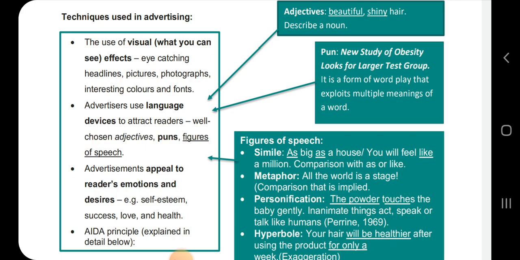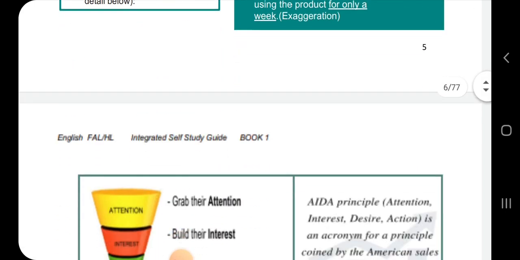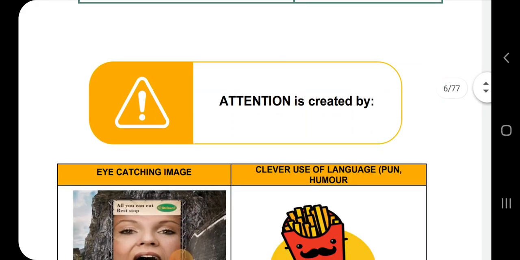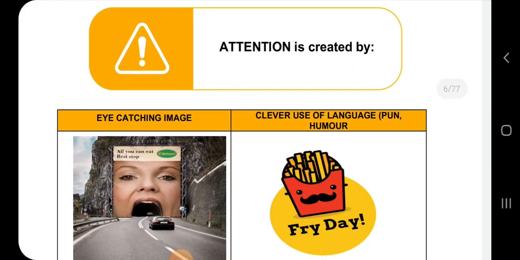And then you'll also know the AIDA principles, which are these ones. Okay, so an advert should grab the reader's attention, it should build their interest, and then create a desire, and then persuade them to take action. Okay, so attention is created by eye-catching images.